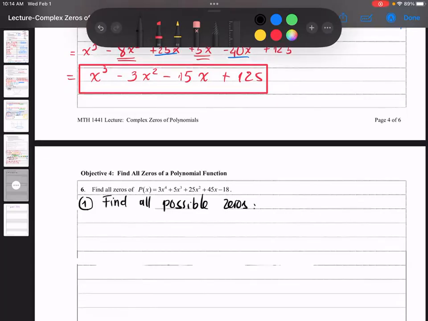Do you remember how to do this? Yeah, factors of a naught over factors of a n, right? So locate a naught first. Your constant will be negative 18. So the factors of negative 18 will be plus minus 1, plus minus 2, plus minus 3, plus minus 6, plus minus 9, and plus minus 18. a n is 3. Factors of a n will be plus minus 1 and plus minus 3.